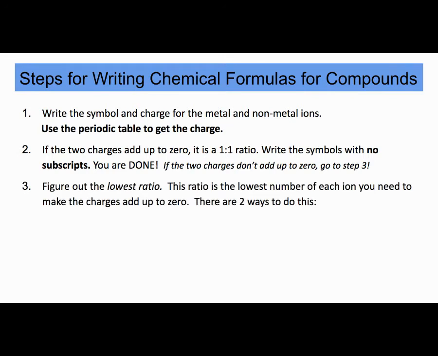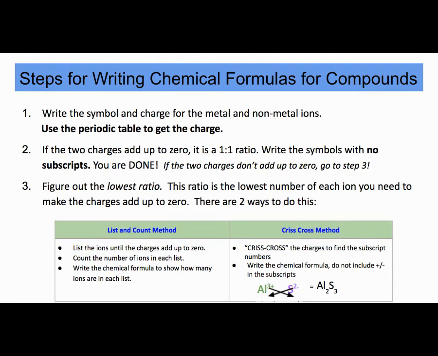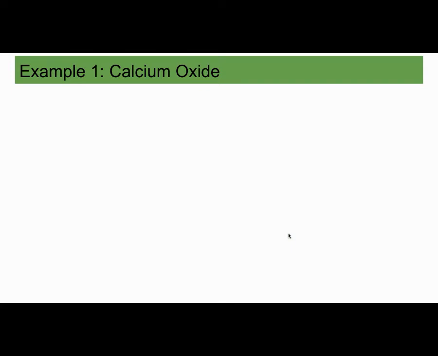Step 3 is where we have to actually figure out that lowest ratio. This ratio is the lowest number of each ion you need to make the charges add up to 0. And there are 2 ways to do this. There's 2 methods, the list and count method, as well as the crisscross method. And we'll get into those as we go through an example later.